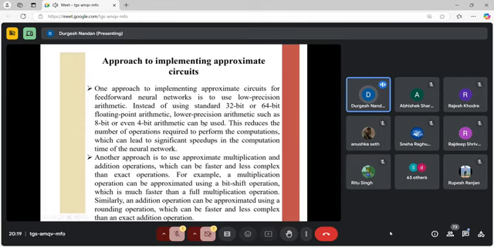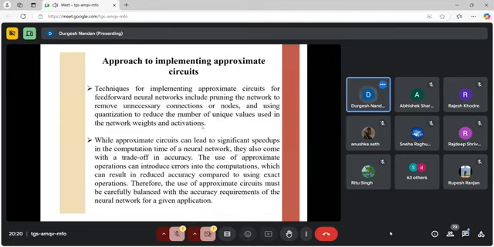Another approach is to approximate multiplication and addition operations, which can be faster and less complex than exact operations. For example, a multiplication operation can be approximated using a bit shift operation, which is much faster than a full multiplication operation. Similarly, an addition operation can be approximated using a rounding operation, which can be faster or less complex than exact addition operations.